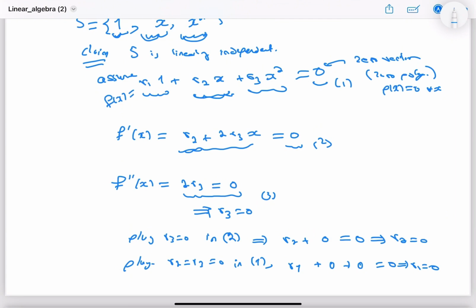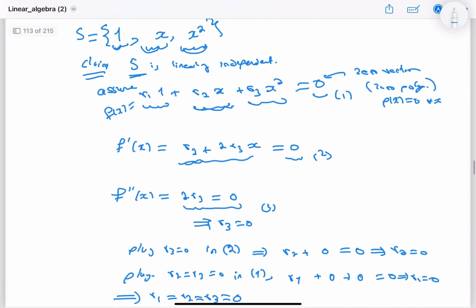But what did we just prove? We just proved that r1 is equal to r2 is equal to r3 is equal to 0, right? And this is what we wanted to prove in order to show that this set S is linearly independent. We started with any linear combination that is equal to 0, and we proved that this linear combination must be trivial. It must be that all of the coefficients we're taking are 0, right? Because otherwise these vectors will be linearly dependent, okay?